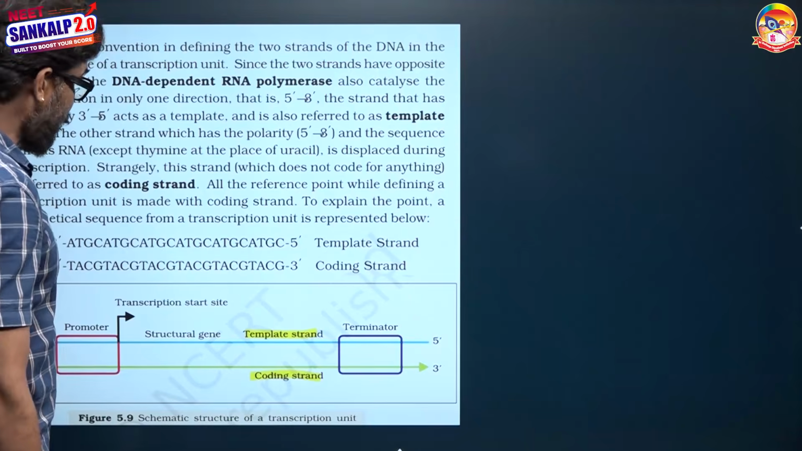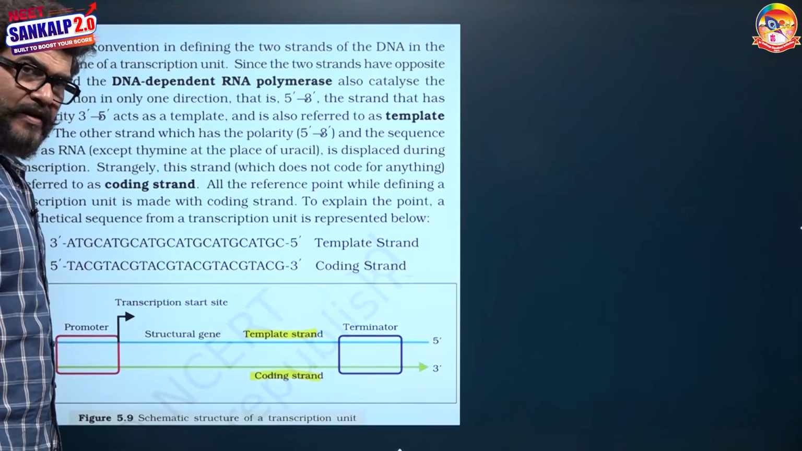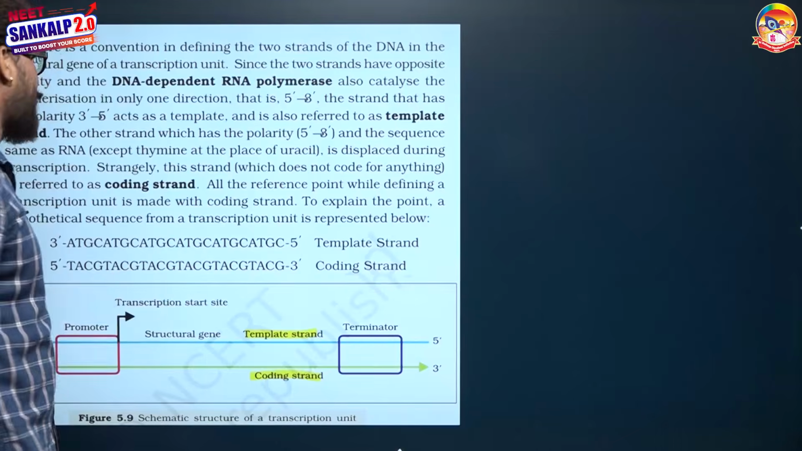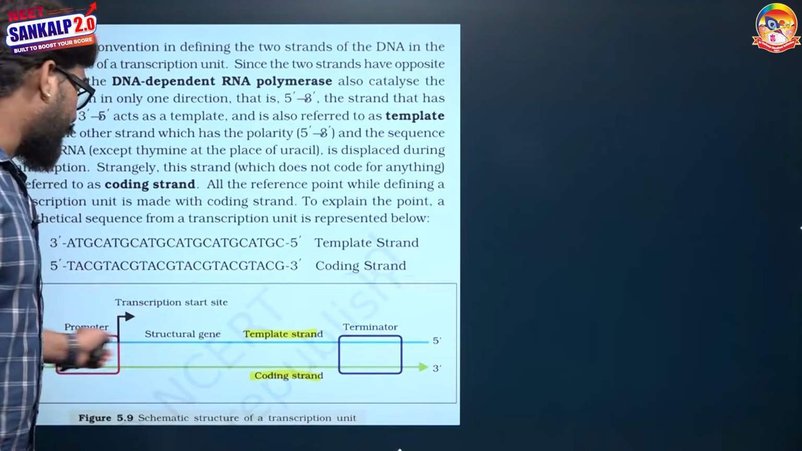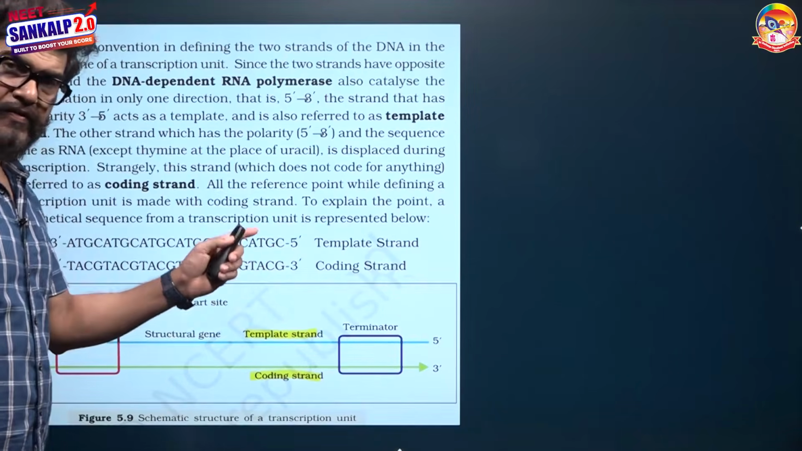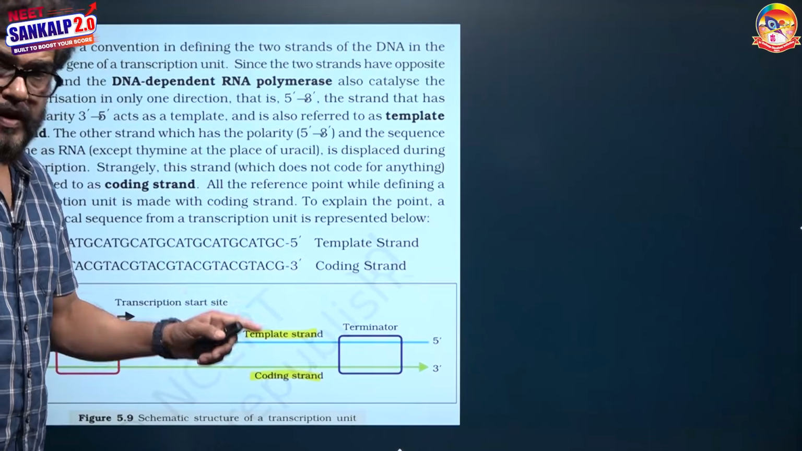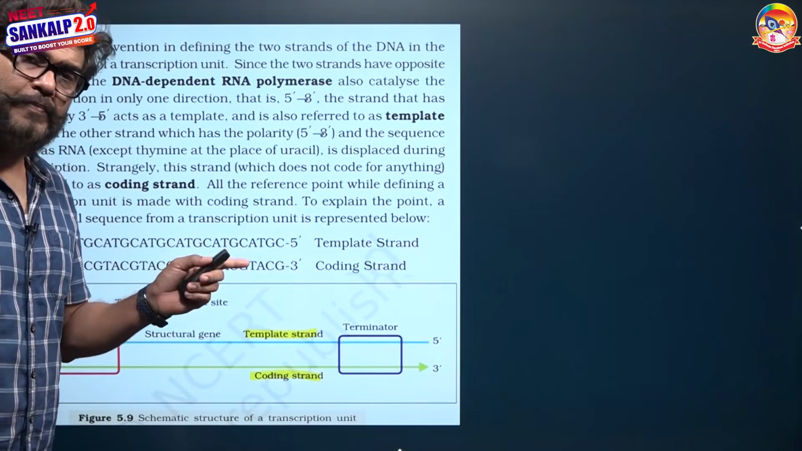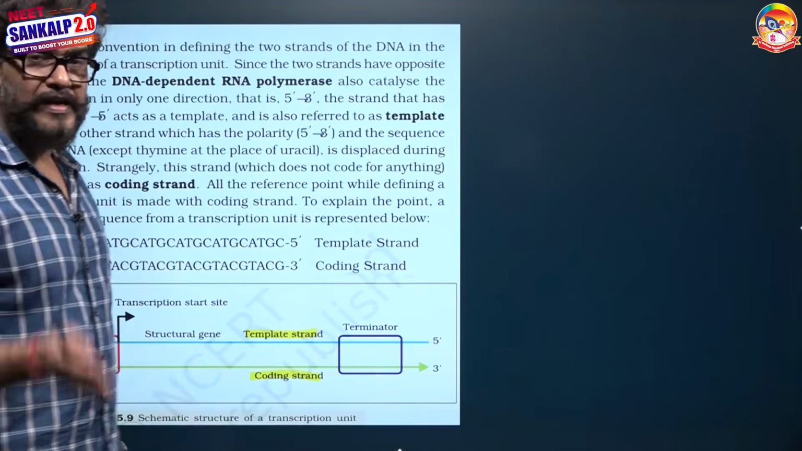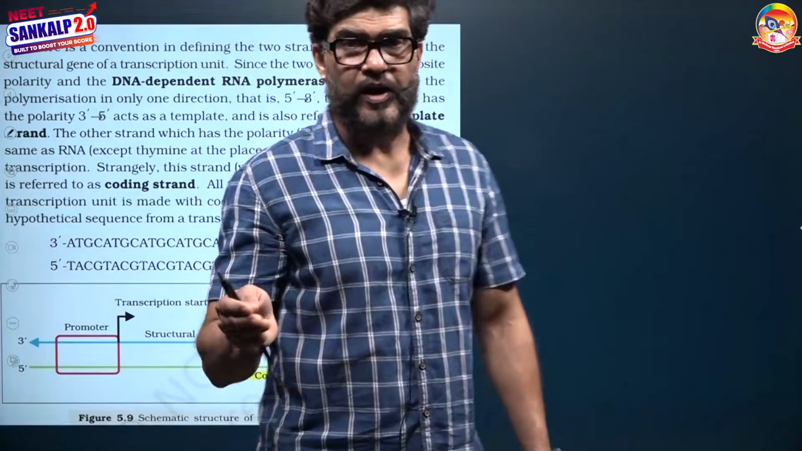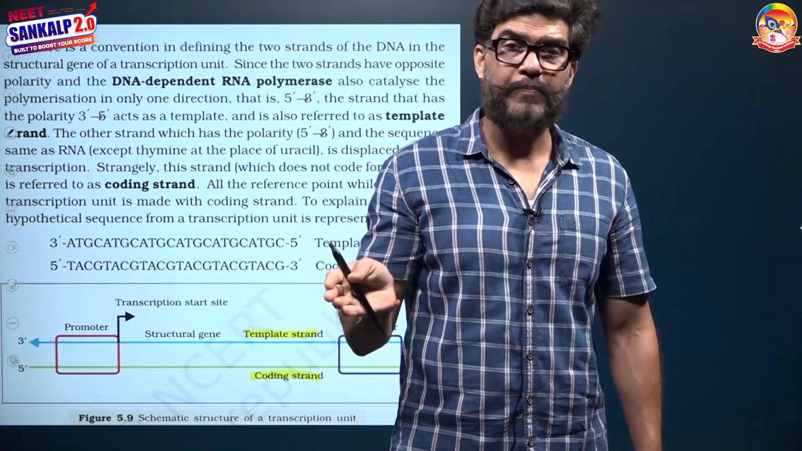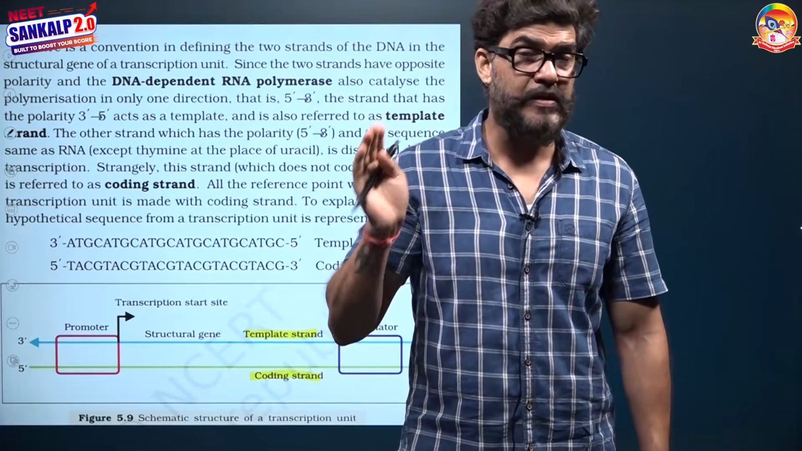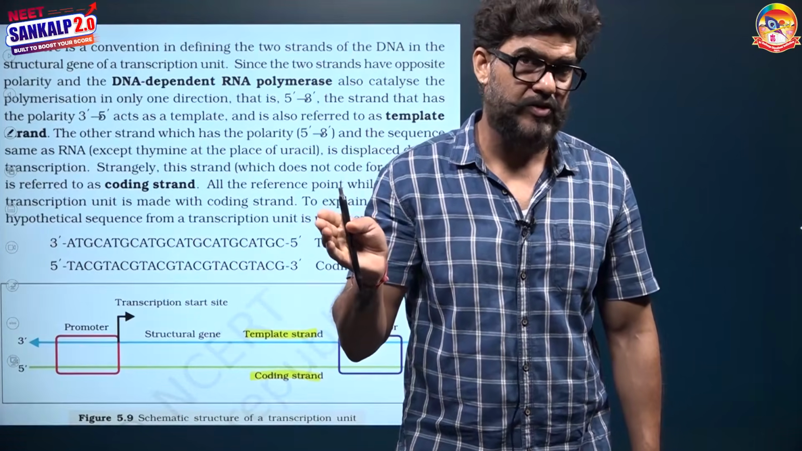It means the base sequence of the coding strand and the RNA transcript would be the same except for uracil and thymine. So the 3' to 5' strand of the DNA will act as the template, and the newly synthesized RNA will also polymerize in the 5' to 3' direction. That is, like DNA, RNA also polymerizes strictly in the 5' to 3' direction. It means like DNA dependent DNA polymerase.